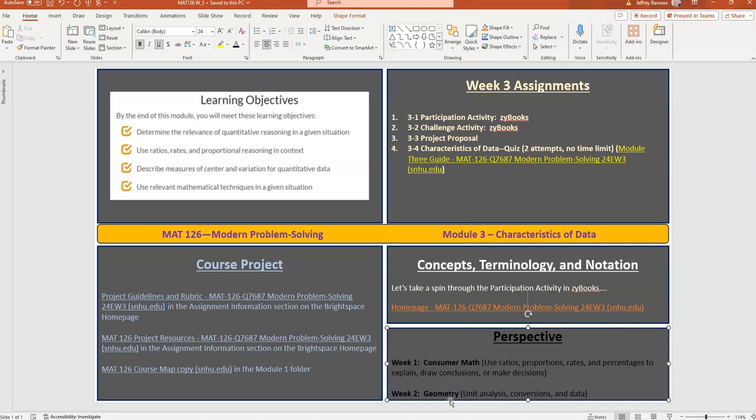If we think about these big three ideas, the consumer mathematics, geometry along with the unit analysis and conversions, and then again a brief look at data, obviously we pick up a little bit more in the data this week as we start getting towards your course projects. But overall, some very good foundational ideas for you to get started on your project.